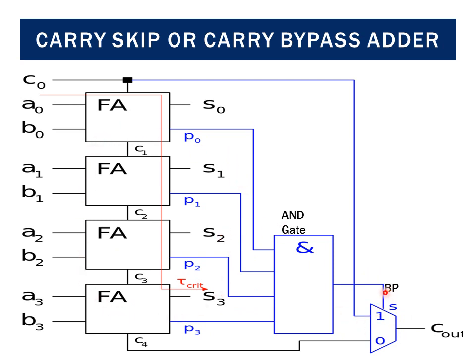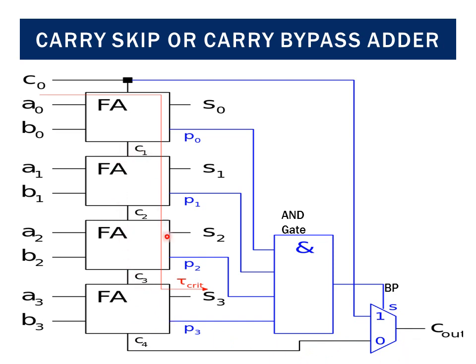And when BP is not equal to 1, that means whenever any one of these P0, P1, P2 or P3 becomes 0, so any one of the inputs to the AND gate is 0, then the output would be 0. In that case, the multiplexer would be selecting the other input. That means this is the C4, that is the last carry coming from this last stage adder, and that will be taken as a C out.